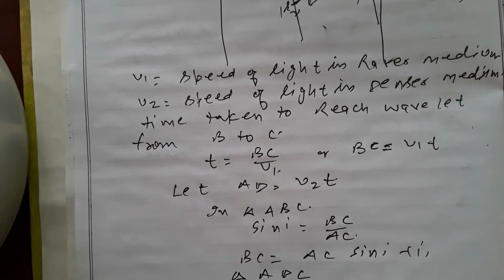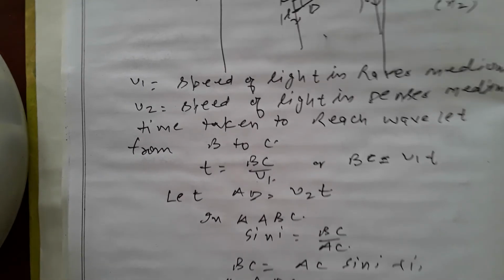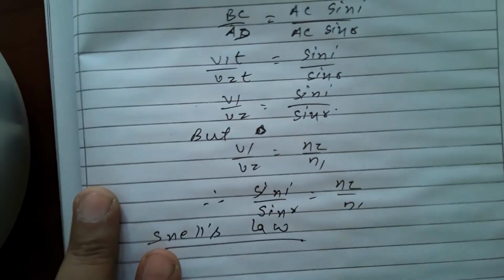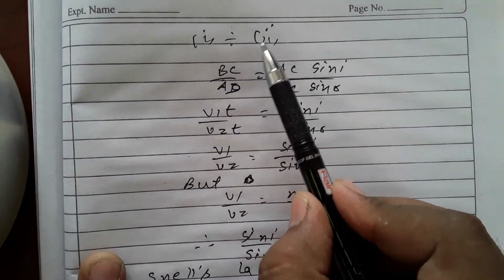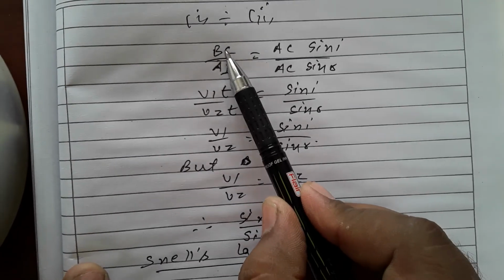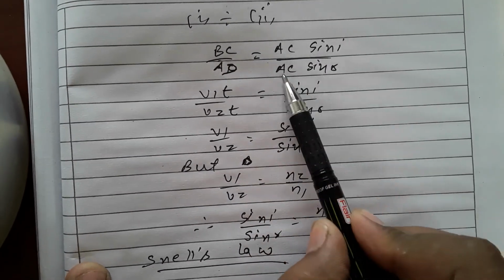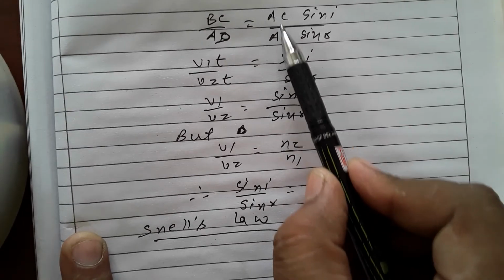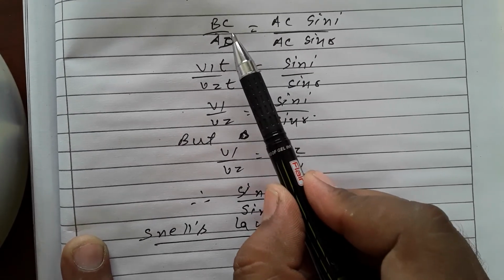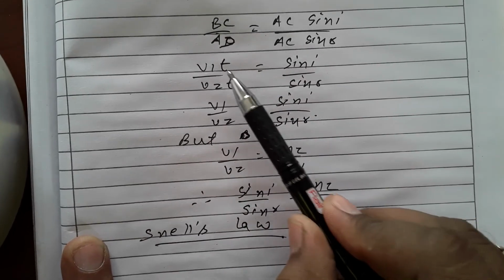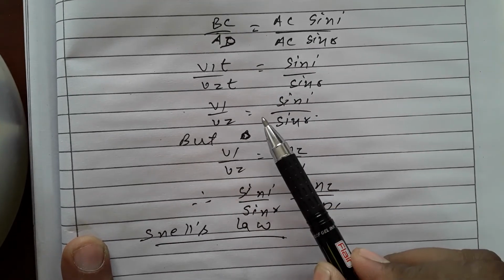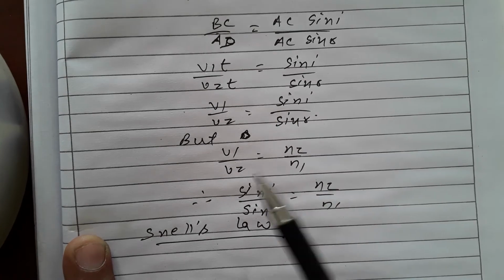Now, this is equation number first, equation number second. First divided by second, we can write BC upon AD is equal to AC sin i upon AC sin r. AC and AC will be cancelled. The value of BC is V1T, the value of AD is V2T. T will be cancelled, so V1 upon V2 is equal to sin i upon sin r.